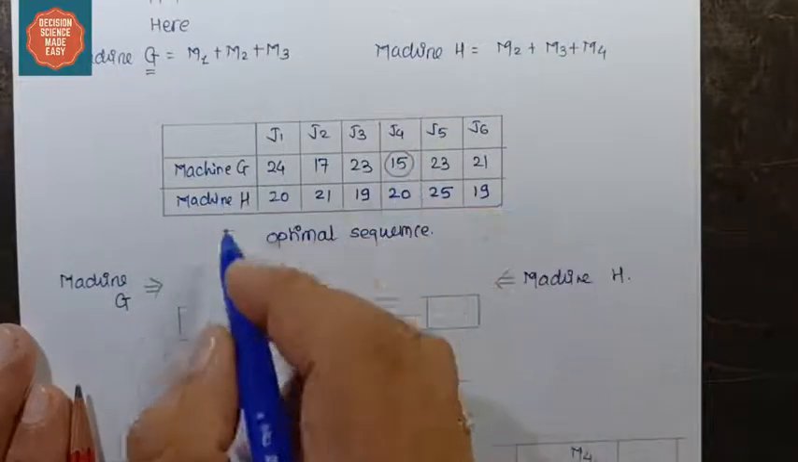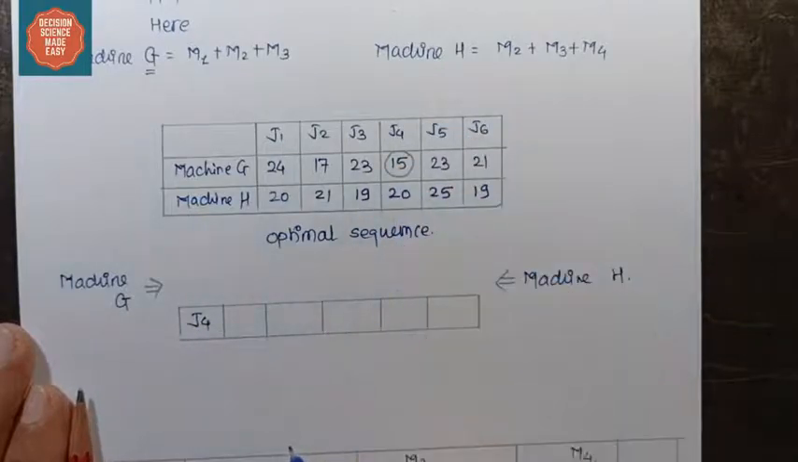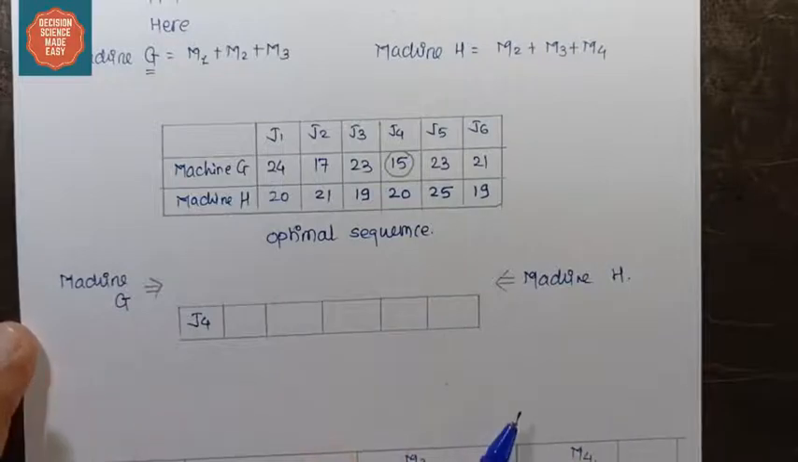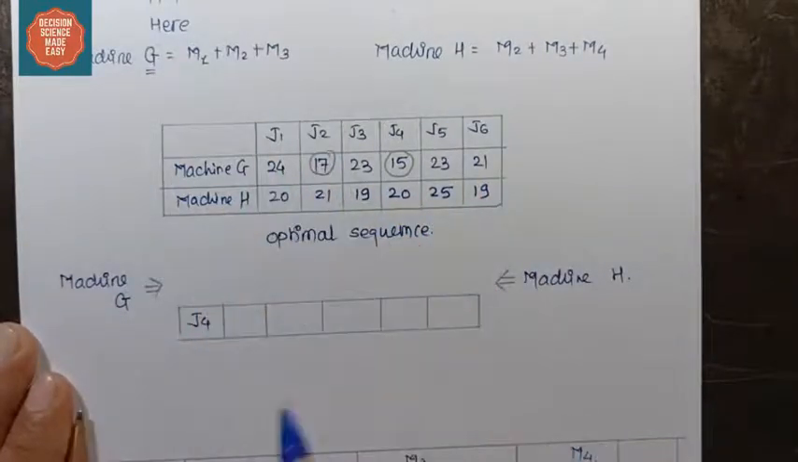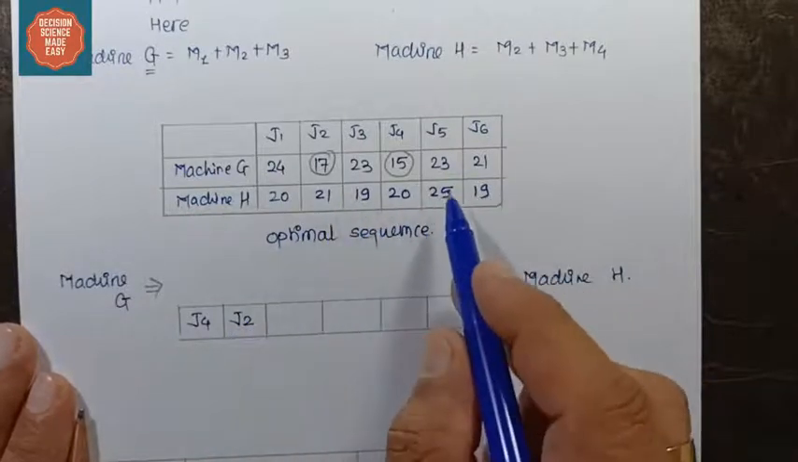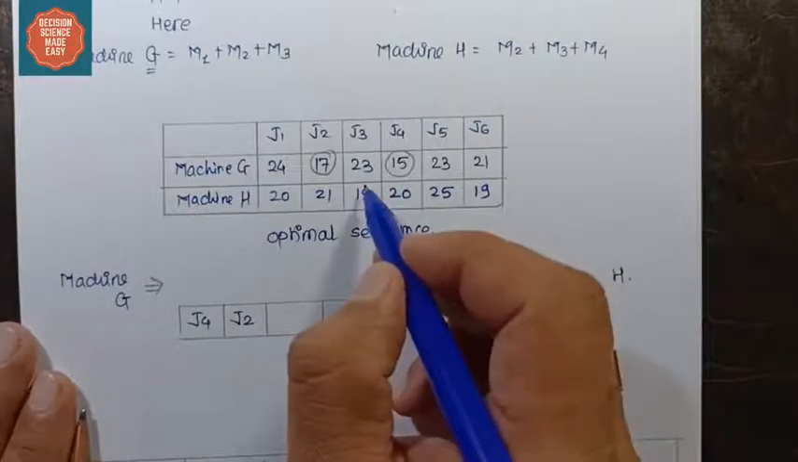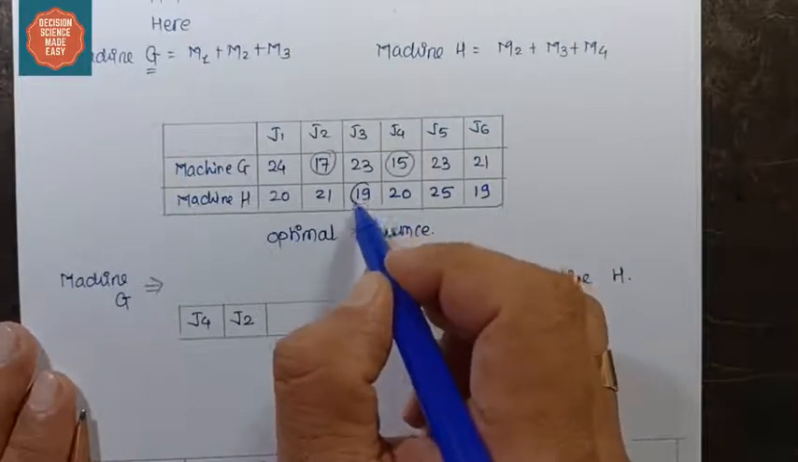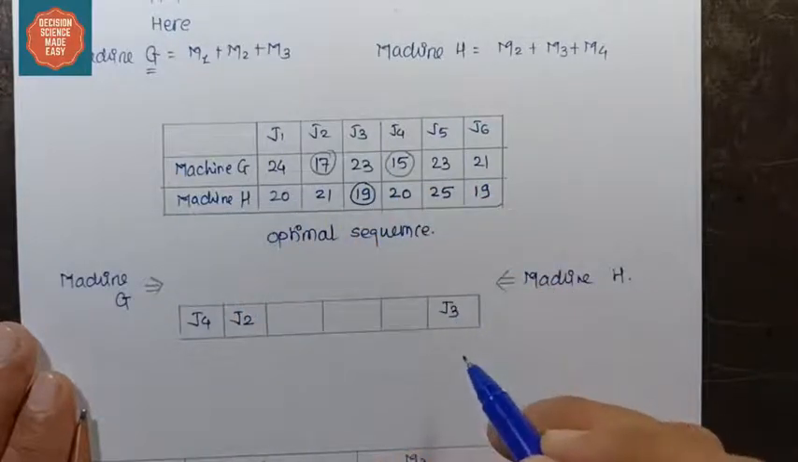J4 is to be written on the left hand side. So this is J4. Now this is eliminated. Next, the smallest element is 17, which belongs to J2 again. So I'm going to write down J2. The next smallest element is 19. 19 belongs to machine H, which is J3. So I'll write down J3 on this side.